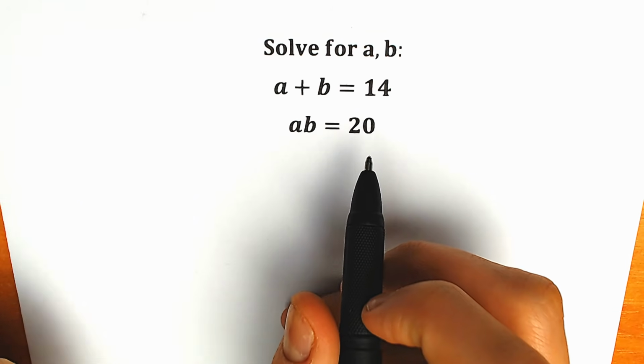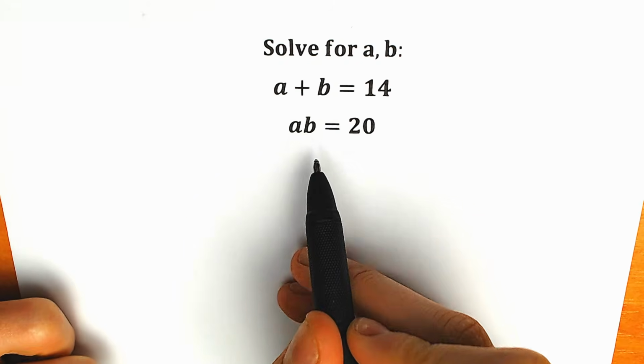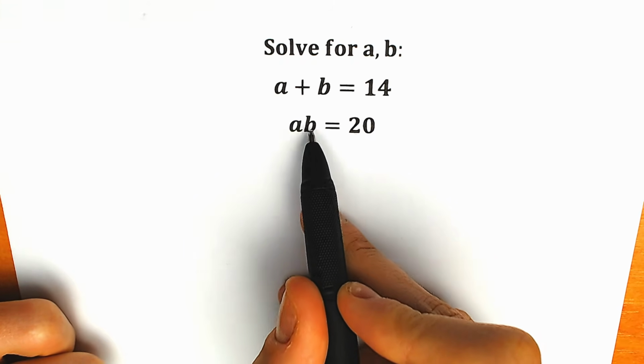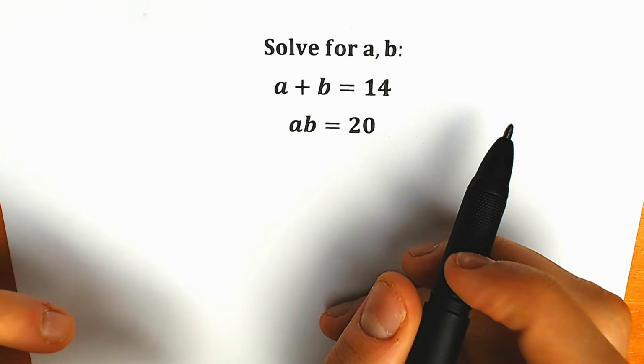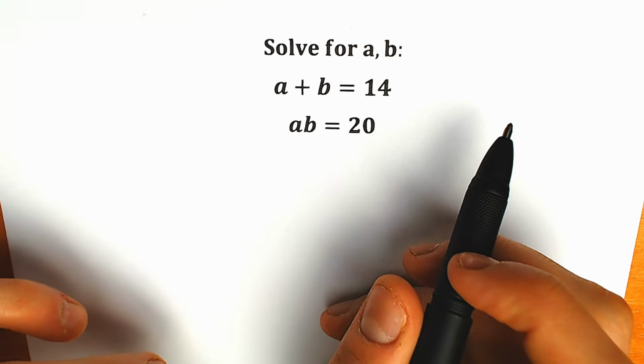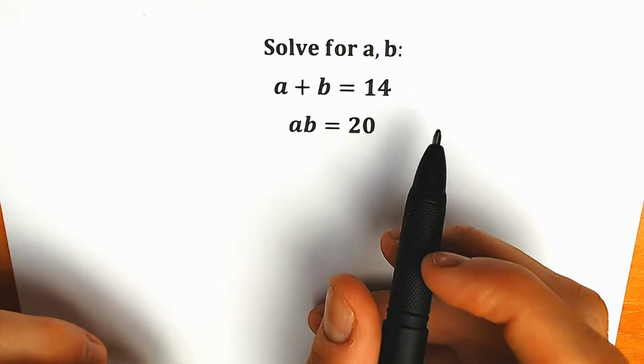Today we have a great and quick algebra question. We know that the sum a plus b equals 14 and the product a times b equals 20. We need to solve this question for a and b, so right now you can easily pause the video and write your solution in the comments below. It will be really interesting to check your answers at the end of the video. So right now let's start.